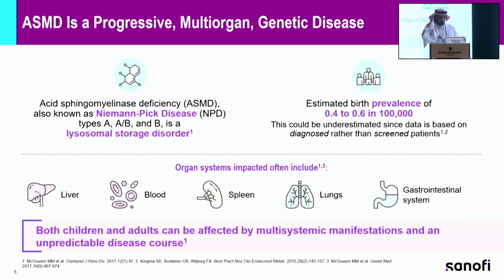So, ASMD is acid sphingomyelinase deficiency. It was known before as Niemann-Pick disease. They have three types, A, AB and B, and it's a lysosomal storage disease. It's a very rare disease. It's estimated at around 0.4 to 0.6 in 100,000 people. It's affecting multiple systems like spleen, liver, lung, and also hematological. It's affecting both male and female, and both children and adults.